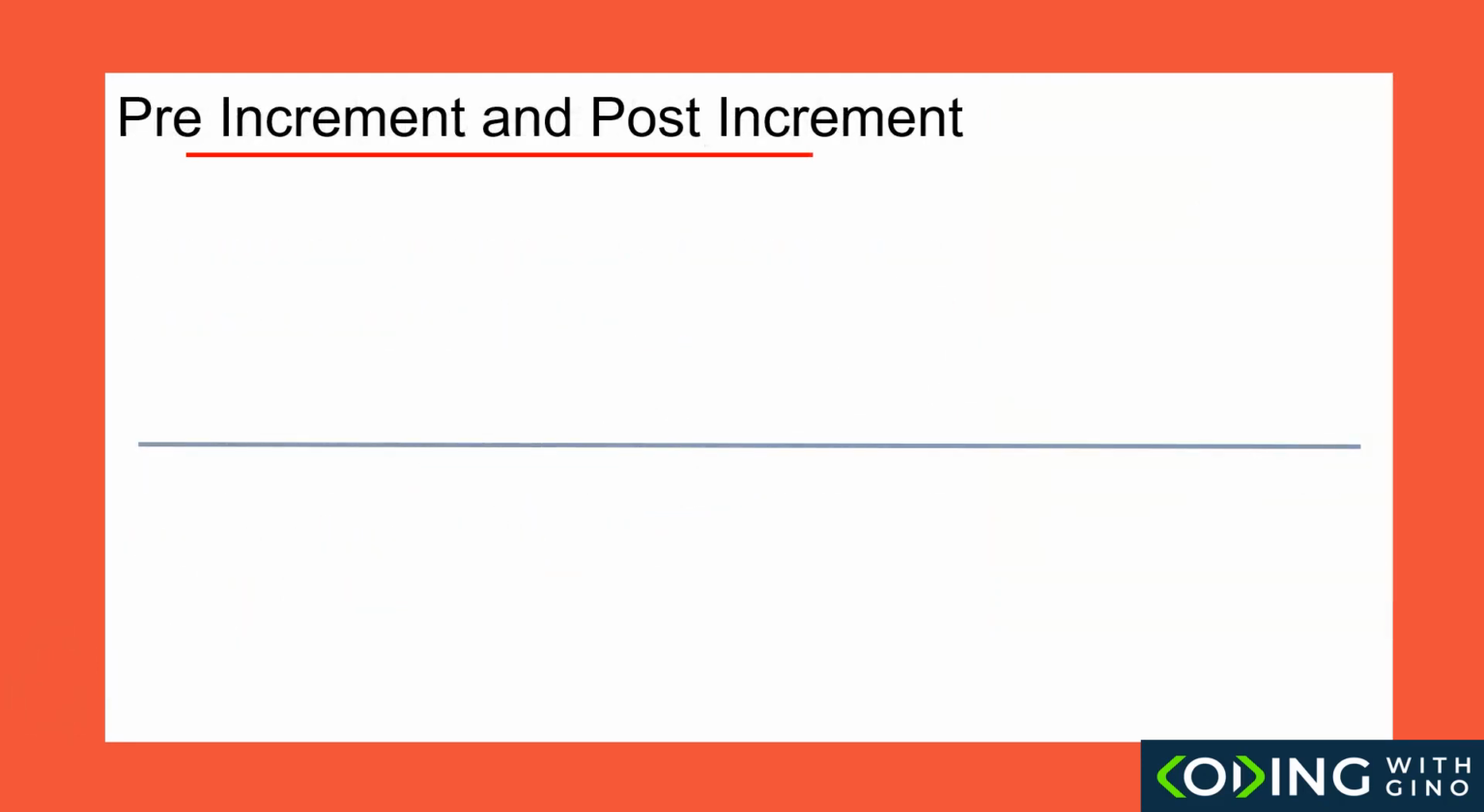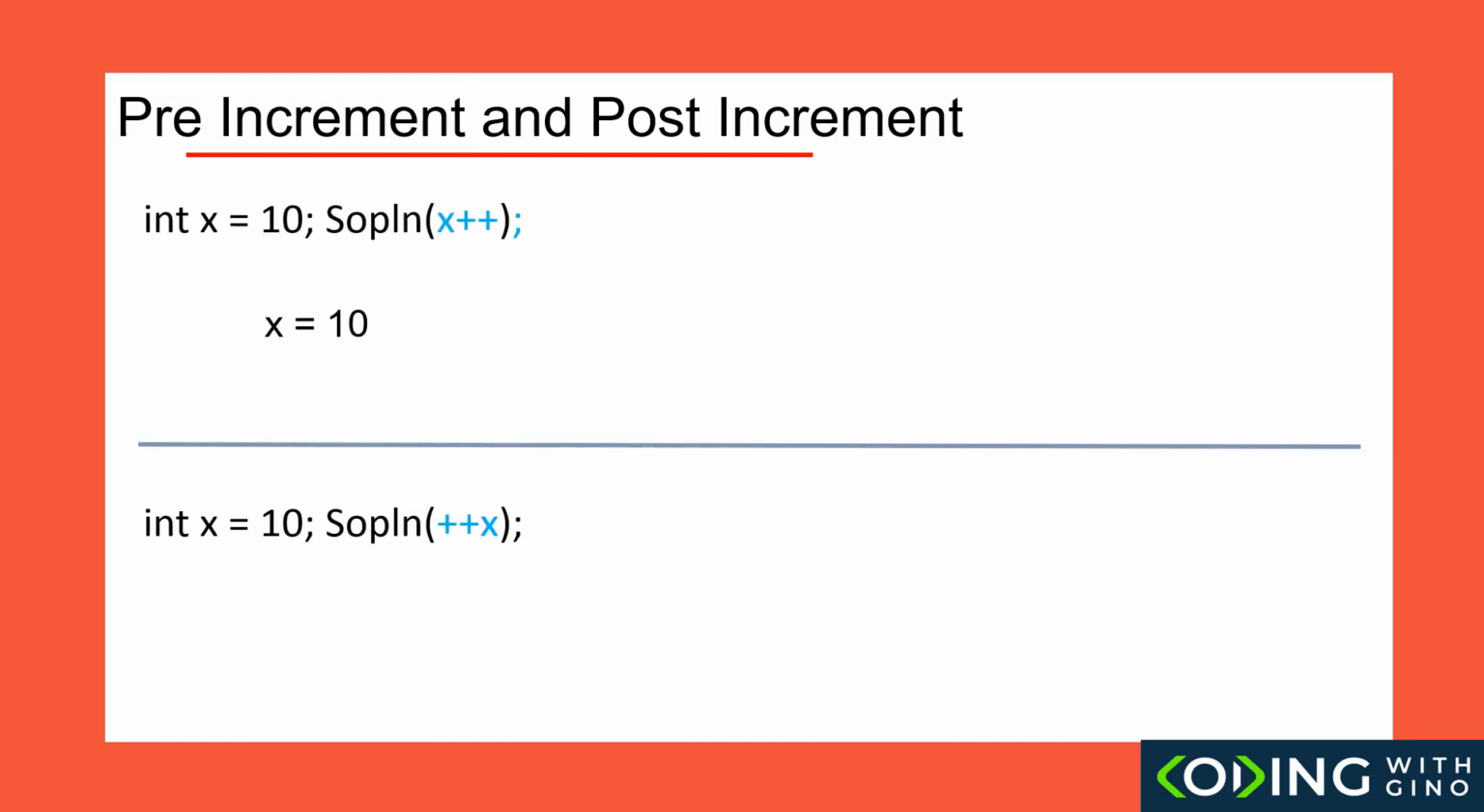There are two forms of increment operator, post-increment and pre-increment. Post-increment means ++ is written after data, while pre-increment means ++ is written before. Now let's say we have a variable x = 10. What happens when we try to print x++ and ++x?